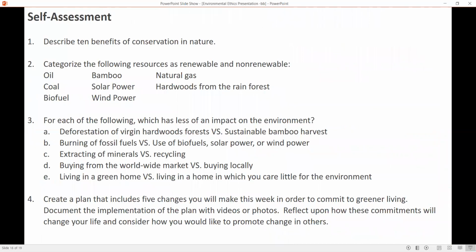Answer these questions in order to self-assess yourself on the related goals for this presentation.